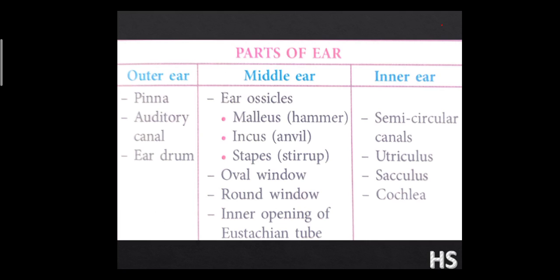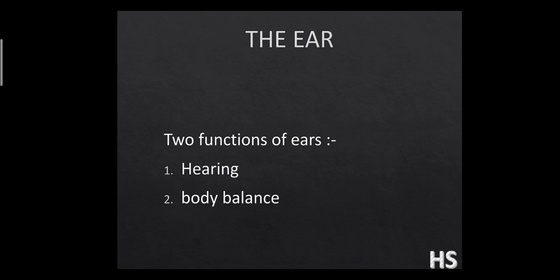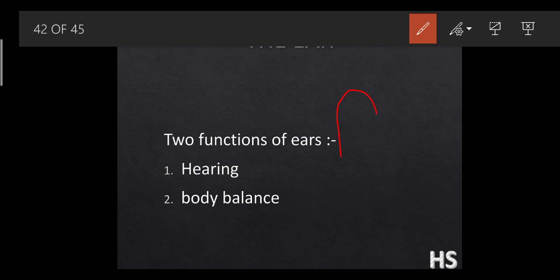They are adjacent to each other at a right angle. See, like this. There are three semicircular canals present in the inner ear. With the help of these three semicircular canals, it helps to maintain the balance of the body.